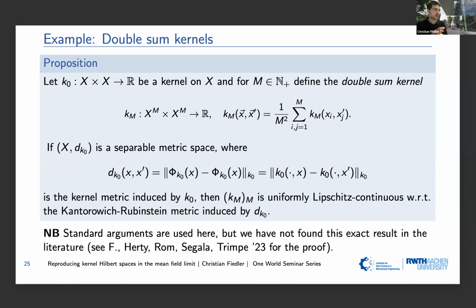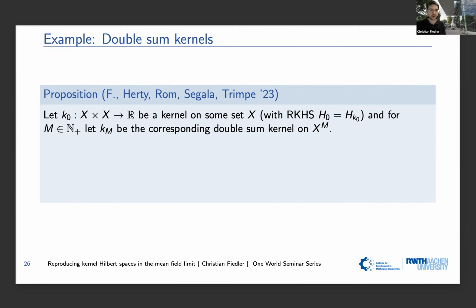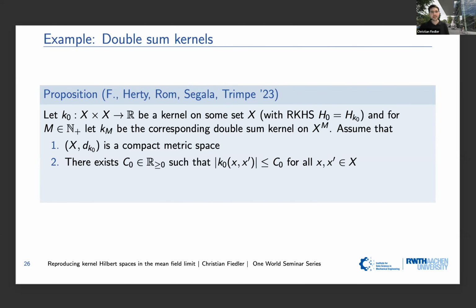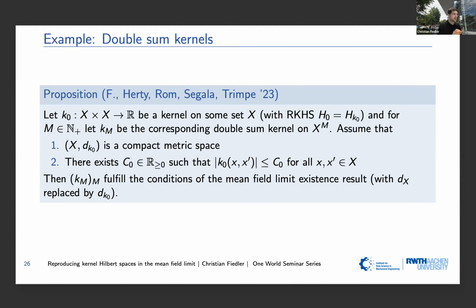Now, for the proof, standard arguments are used, but we haven't found this exact result. But I wouldn't be surprised if it's already out there, because the arguments used for the proof are really standard. And we can then plug everything together, and we get the following result. Suppose we have a base kernel on the set X, and we construct the double sum kernels, and we now assume that if we metrize X, forgetting dx, by the kernel metric, we get a compact metric space, which is not too demanding, and that our base kernel is uniformly bounded. Then it turns out that the resulting sequence of double sum kernels fulfills the mean field existence results, however with dx, our original metric, replaced by the kernel metric.